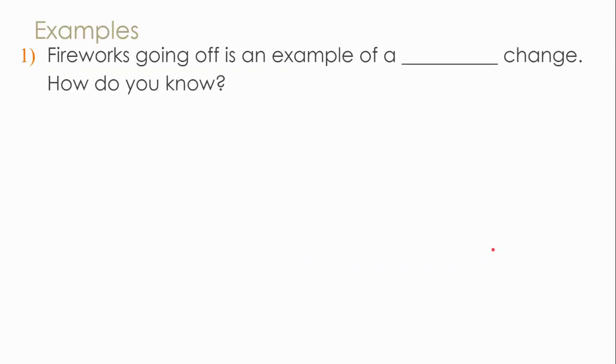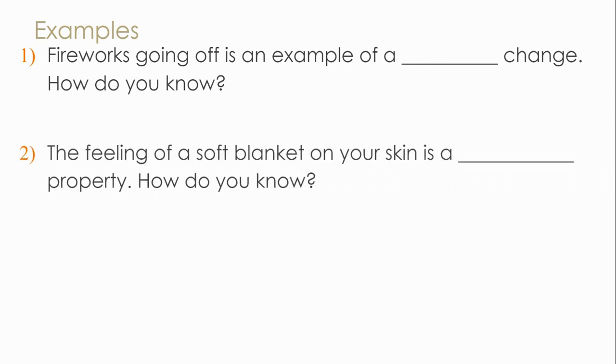Okay, question number 1. Fireworks going off is an example of a chemical change. Right on. Okay, it's made new products. It's hard to reverse. Lights have been emitted. Sound has been emitted. Heat has been emitted. Okay, and there's a color change. The feeling of a soft blanket on your skin is a physical property. How do you know? Well, you can easily remove the blanket and that soft feeling goes away.